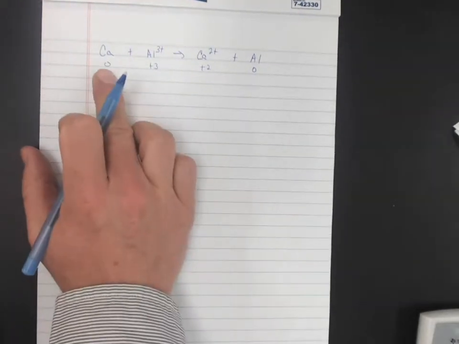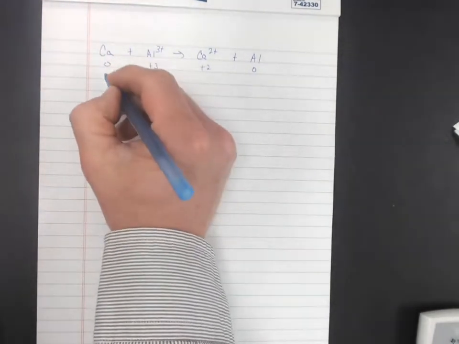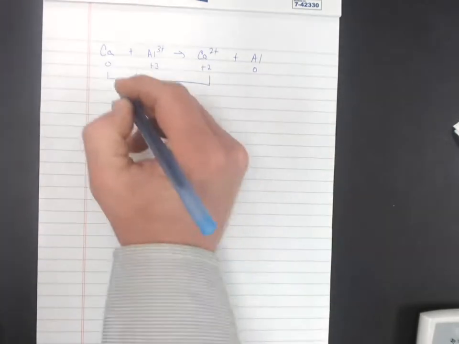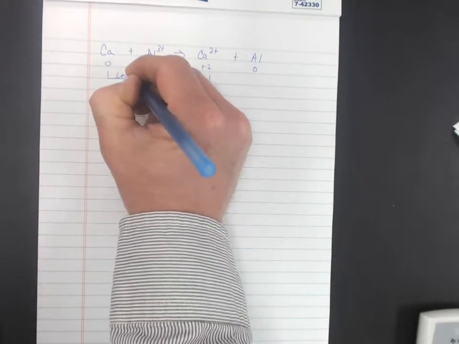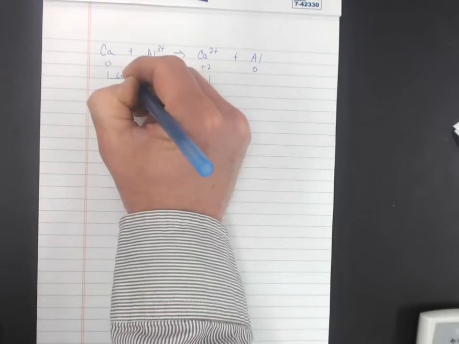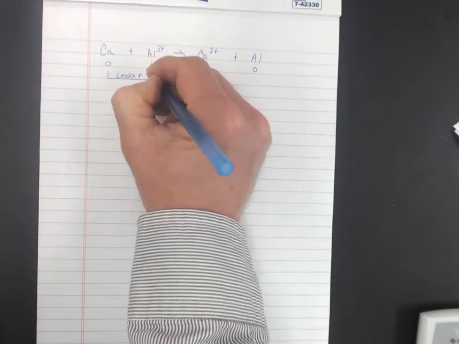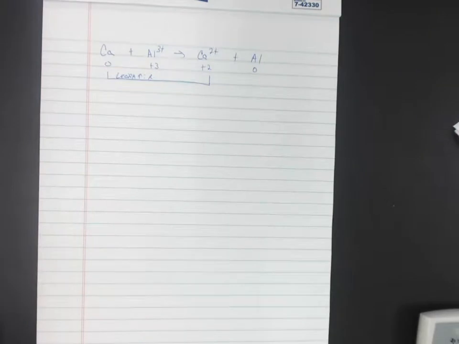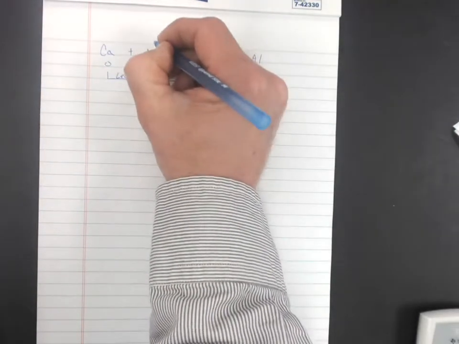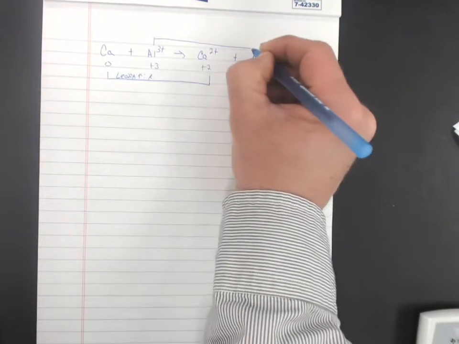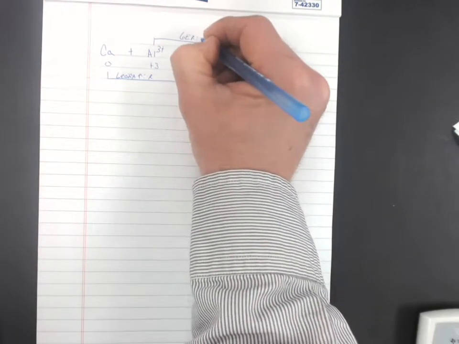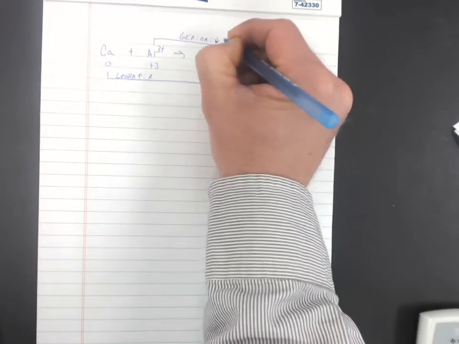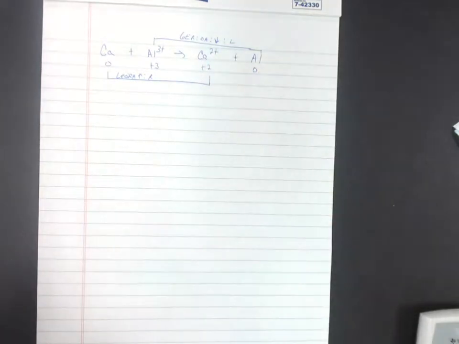What do I hook up with calcium? Ca to Ca2+, and label it what? That is indeed LEO, RA, up and right. And what do we then hook up? Aluminum ion to aluminum. And we label that our GER, OA, down, left.